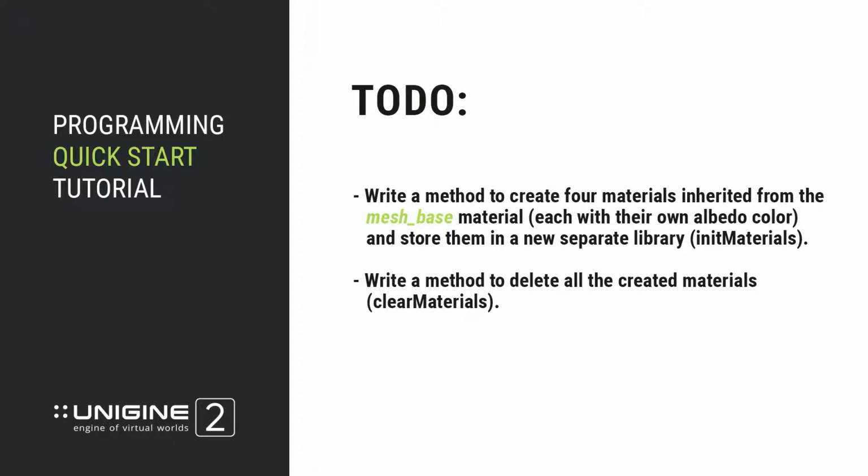In our project, we are going to create 4 materials inherited from mesh base material, each with their own albedo color, and store them in a separate library. We're also gonna need a method deleting all created materials.